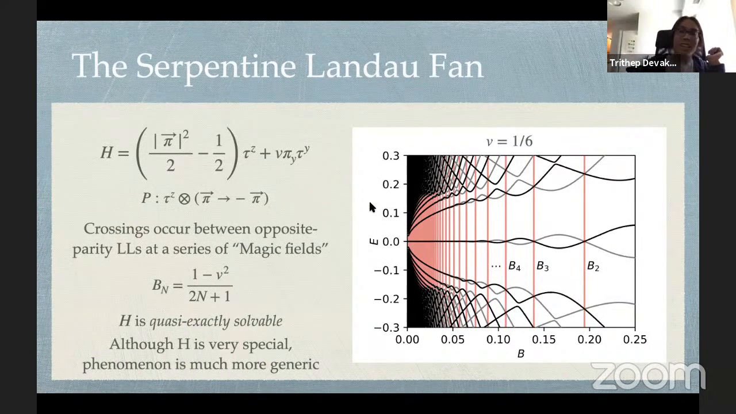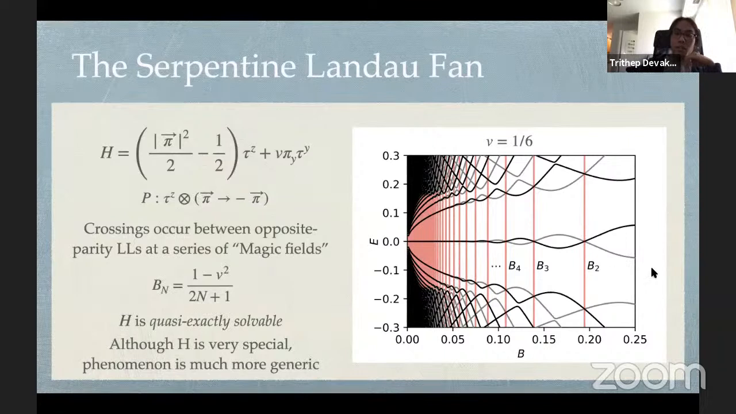Here's parity symmetry, and the point here is that each of these crossings is between two opposite parity Landau levels that are crossing, and each of these red lines are what I call magic fields, in the sense that something very special happens at each of these magic fields in this model, which is that this Hamiltonian becomes what's called quasi-exactly solvable. I'll mention briefly what that is later, but for now, I just want to point out that there's a very simple expression for these magic fields at which all these crossings happen.